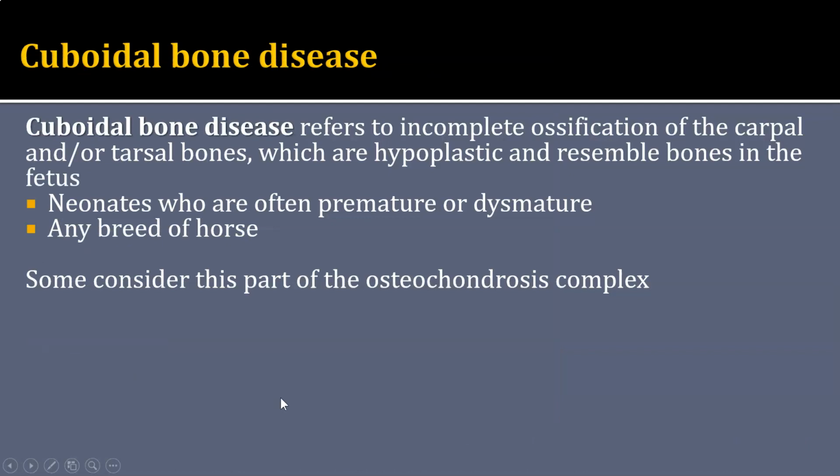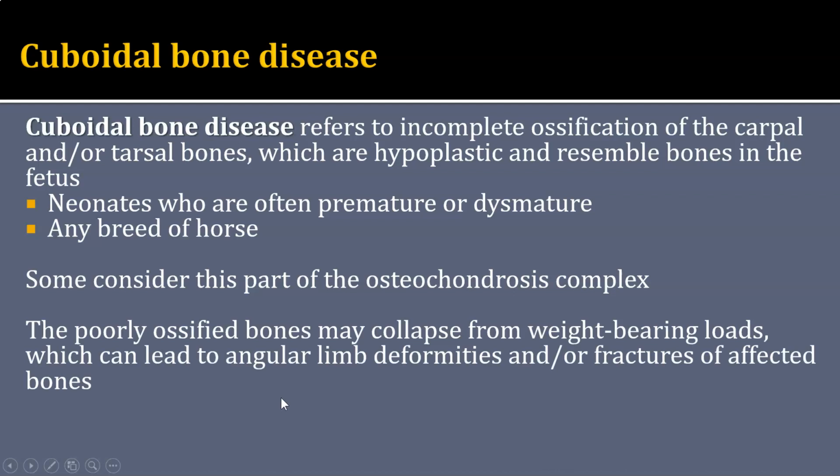So the second disorder that we're going to talk about is cuboidal bone disease in the horse, and this refers to incomplete ossification of the carpal and/or the tarsal bones. And these bones ultimately are hypoplastic, and they actually resemble bones that are in the fetus rather than bones of a patient at full gestation. So this occurs in neonates who are often premature or dysmature, and it can be in any breed of horse. Some people consider this to be part of the osteochondrosis complex.